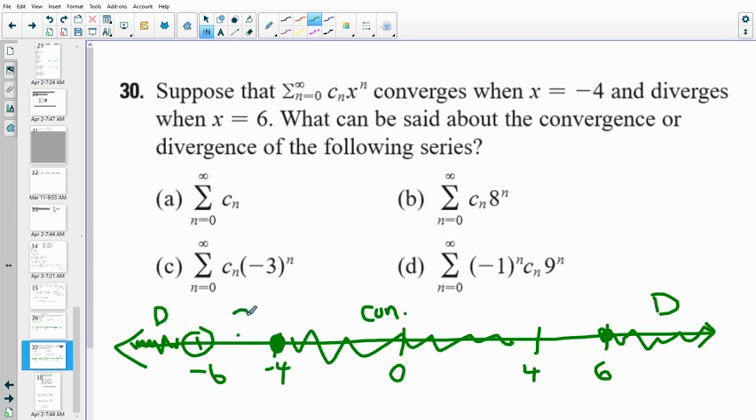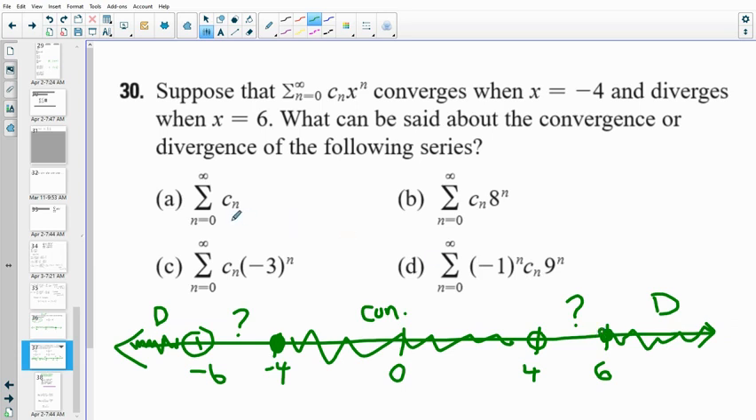This region right here is a big fat question mark. I don't know what's happening between 4 and 6. I know that in between -4 and +4, it must converge. I know anything farther away than 6, it must diverge. Question mark on the rest of it.